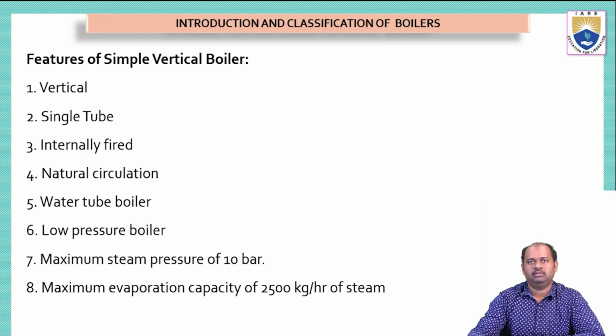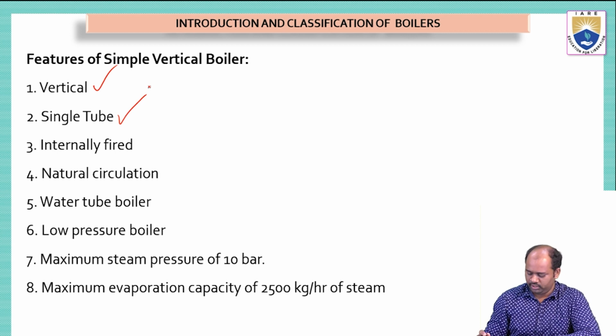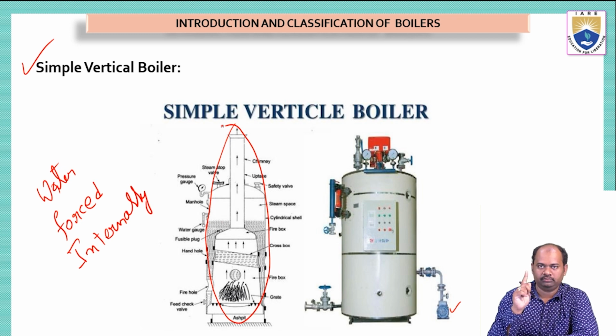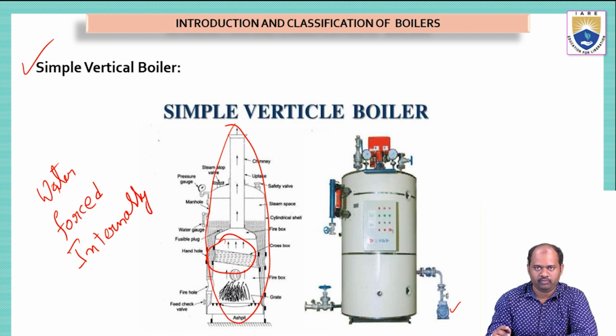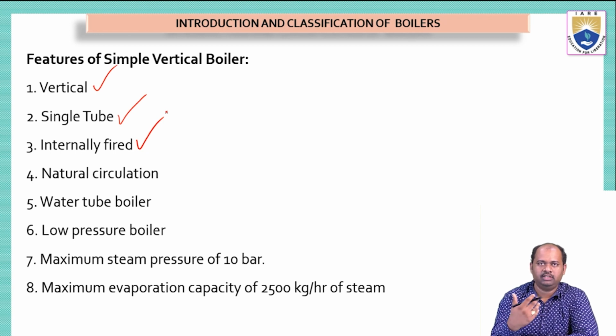Now let us see some of the features of this simple vertical boiler. The first one is vertical. The entire thing is made vertical. We have a coal burner, on which we have a water container, above which we have a chimney. And this is also a single tube. So in the picture we can see we have a single tube. This entire thing is placed in a single tube only, and the water container is also a single tube. We have only one tube. And then internally fired: the combustion is made inside the closed chamber, so it is an internally fired boiler.